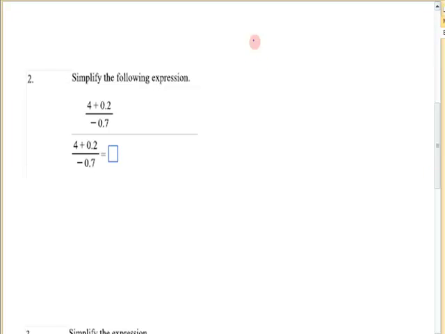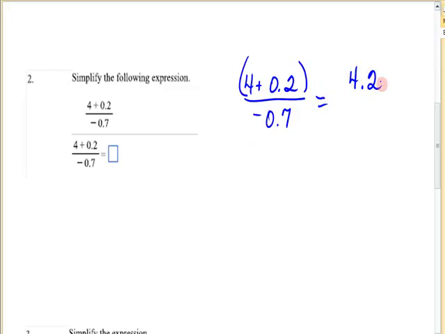Number 2. I have 4 plus 0.2 divided by negative 0.7. This is written in a vertical fraction form, which sort of implies that the numerator and denominator are to each be simplified. So if I add there, I get 4.2, and that's divided by negative 0.7.